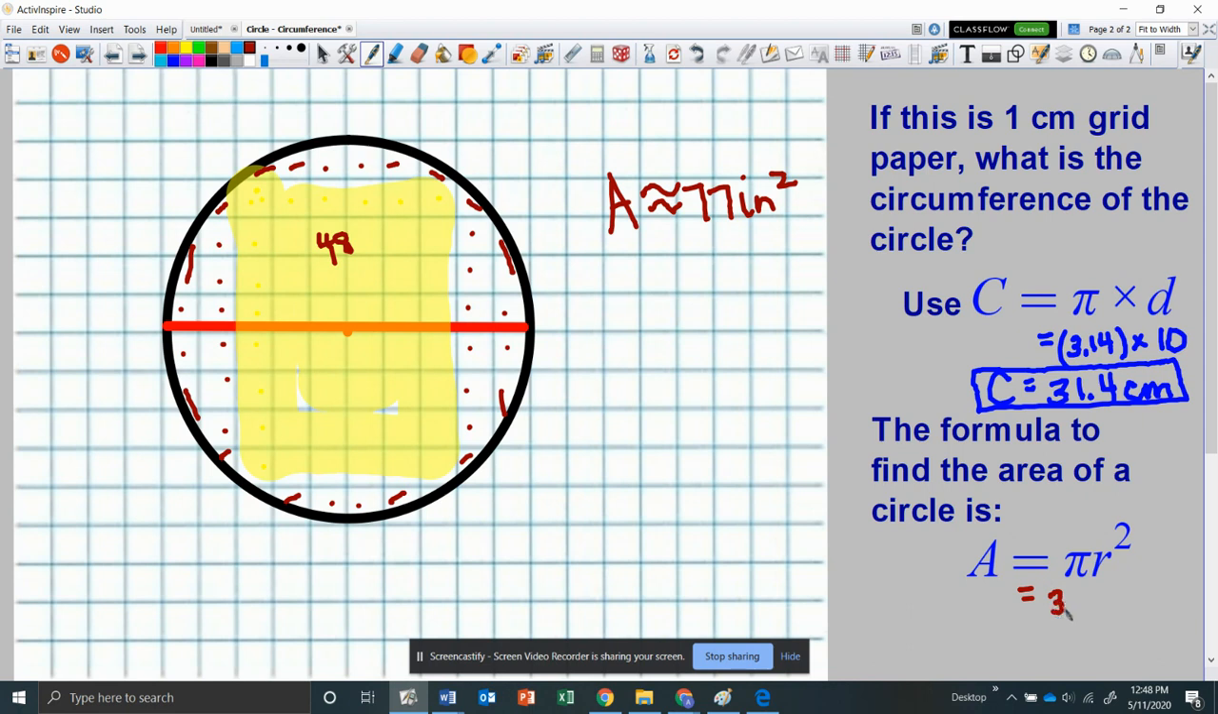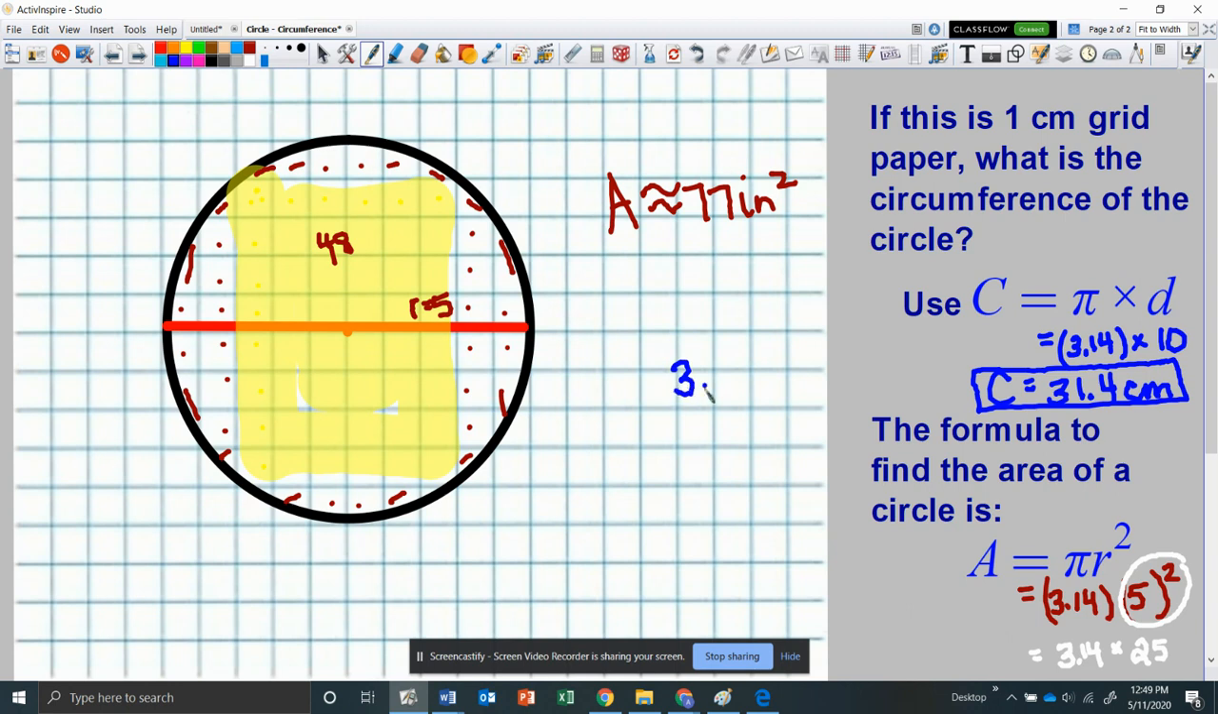Okay, so we're going to use 3.14 for pi. Oops, not 3.4. 3.14 times the radius. Well, the radius is 1, 2, 3, 4, 5. The radius is 5 centimeters. So we're going to multiply that by 5 to the second power. Now we have to actually do this 5 to the second power part first. Okay, and that's 25. 5 to the second power means 5 times 5. And I'm going to do 3.14 times 25.